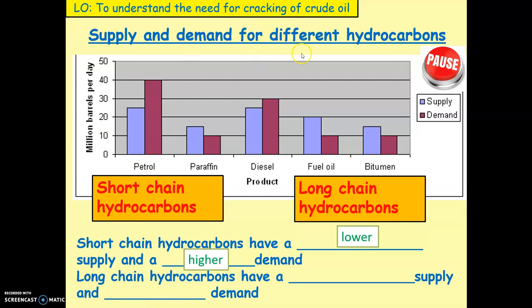Now if we compare this with the longer chain hydrocarbons of fuel oil and bitumen here, it's the other way around. So long hydrocarbons have a higher supply, so a lot more availability of it, but the demand is much less, guys, much less. So can you give yourself a mark out of 4 for that, guys? If you've got 4 out of 4, well done. 3, good. 2 or below, let's improve there.